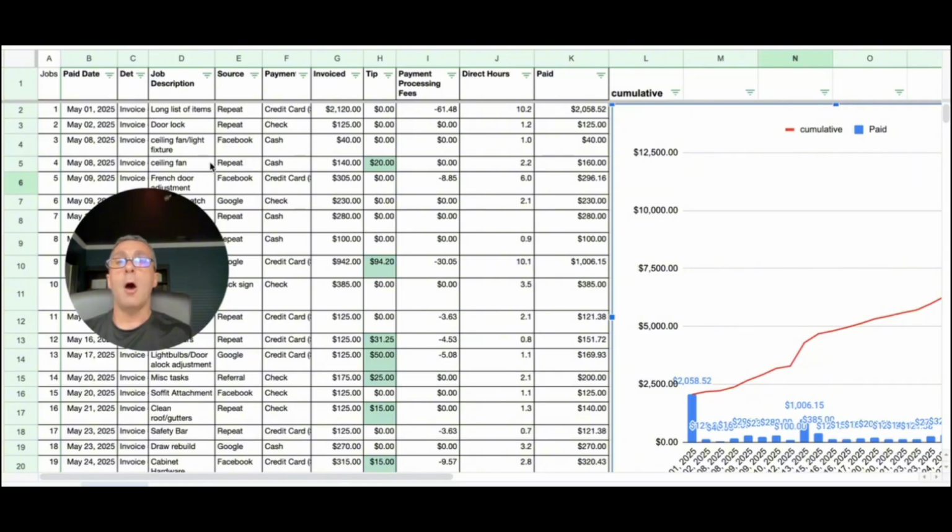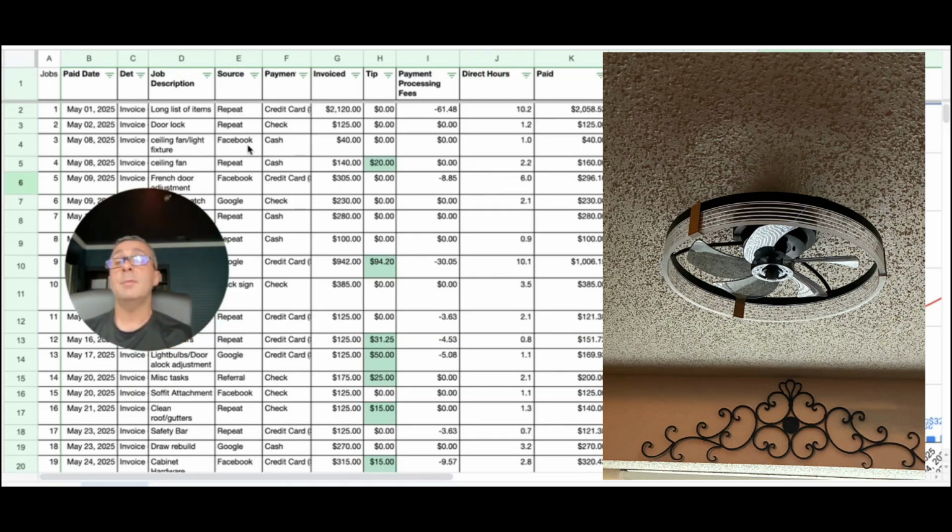Moving down to the next one, ceiling fan, light fixture. This is a Facebook customer. So this is one of those ones where they sent me some pictures. Here's the light fixture. I'm putting up a ceiling fan, and I said, okay, yeah, no problem. What I should have done, and you really can't do this with homeowners, is ask them if there's a fan rated box in that area.